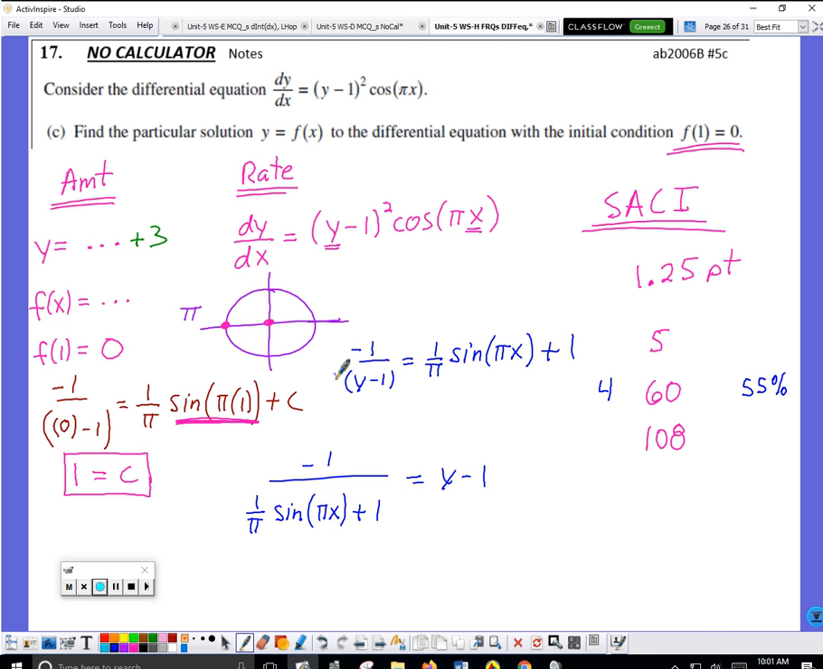So when I look at this, what's the goal? Isolate what? Y. So I look at this chunk and say, well, there's a y in this chunk. There is no y in this chunk. So I want to get the y in the numerator. So think of it like this. All I really have is negative 1 divided by y subtract 1.